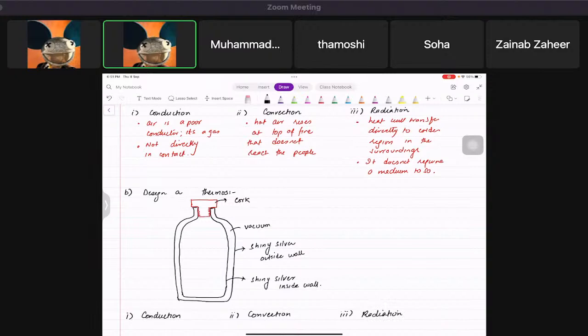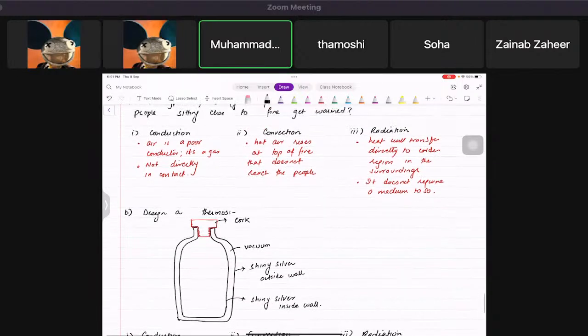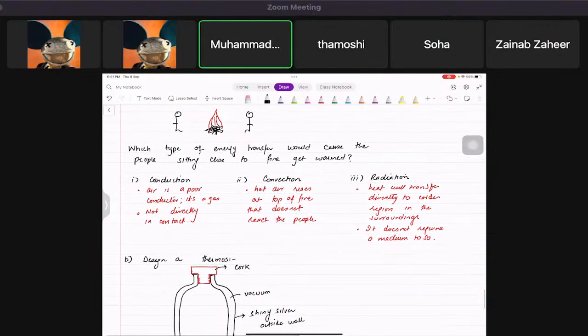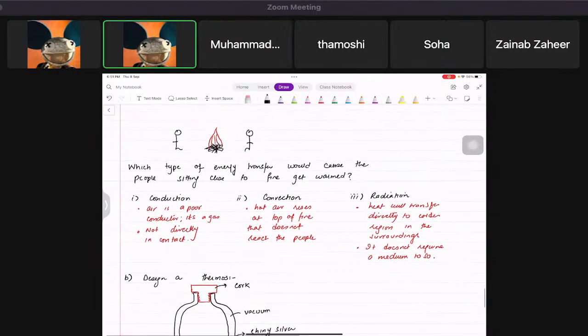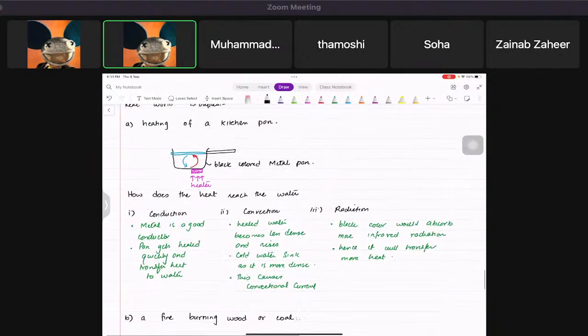Right. You guys have written everything on top. So, can you show how heat reaches the water, the radiation map? How does heat... Oh, okay. Right, sir.